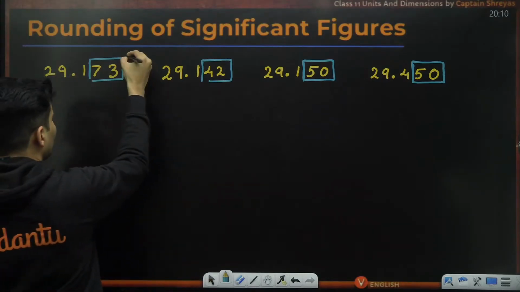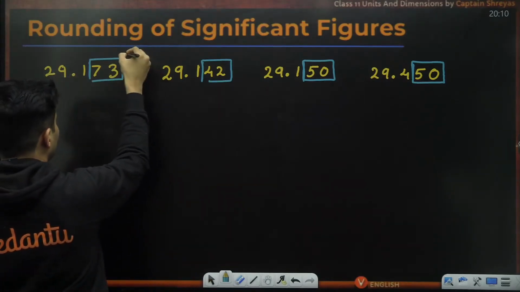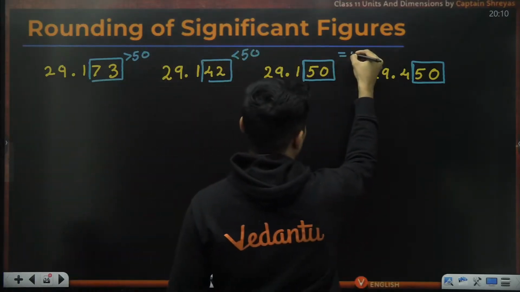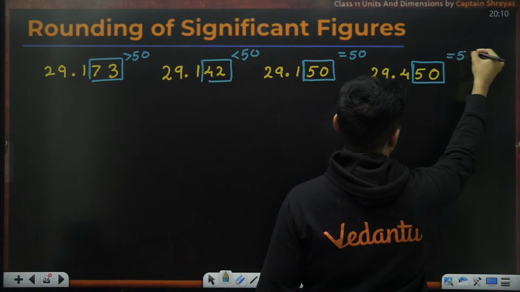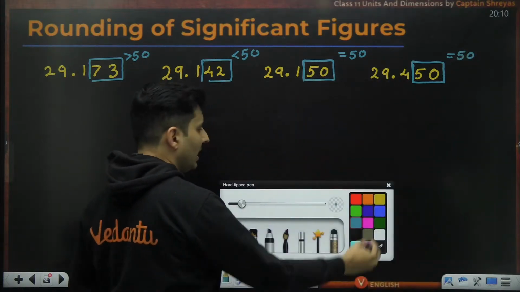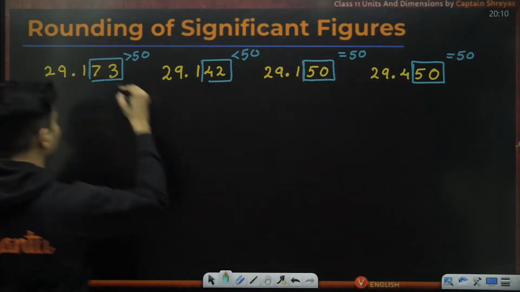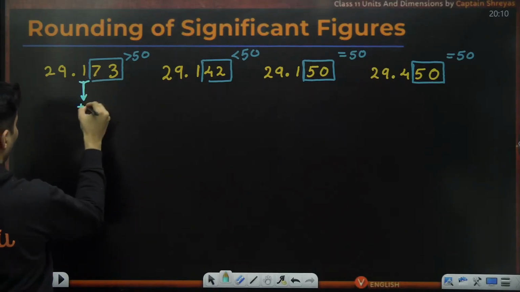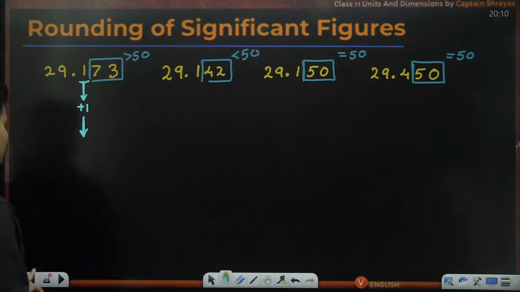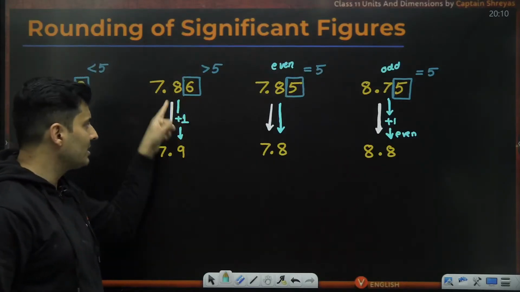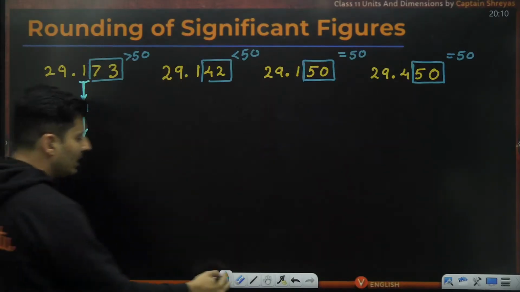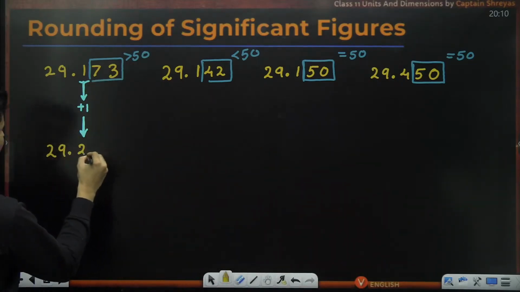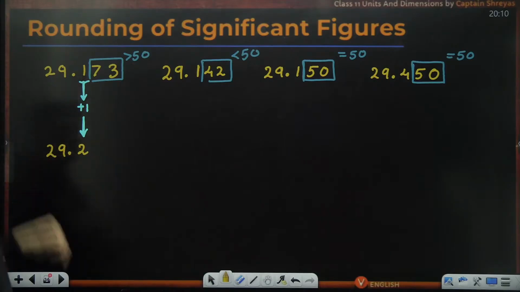It's obvious. So we'll see whether it is more than 50, equal to or less than. Obviously, it is more than 50. Here it is less than 50. Here it is exactly equal to 50. This is also equal to 50. Same rules apply, guys, very similar. So what you will do, if it is more than 50, go to the previous digit and add 1 to it. Just like over here. If it is more than 5, take the previous digit and round it up. Yeah, so this will become nothing but 29.2. Yeah, 1 plus 1 is basically 2.